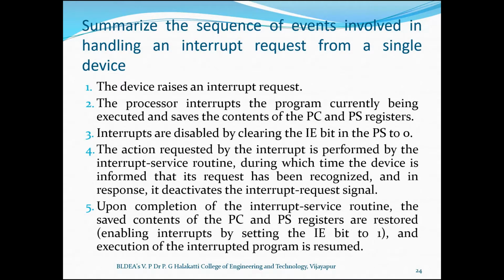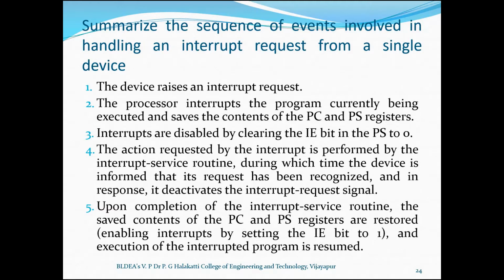Whenever an interrupt occurs, the device raises an interrupt request. The processor interrupts the program currently being executed and saves the content of the PC and PS registers. Interrupts are disabled by clearing the interrupt enable bit to 0. The actions requested by the interrupt are performed by the interrupt service routine, during which time the device is informed that its request has been recognized, and in response it deactivates the interrupt request signal.